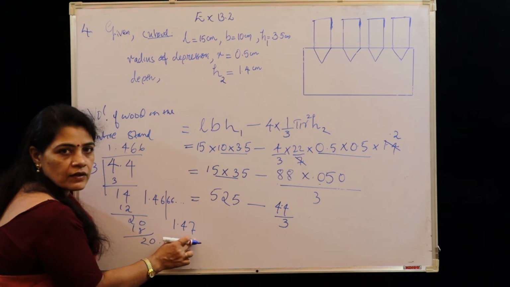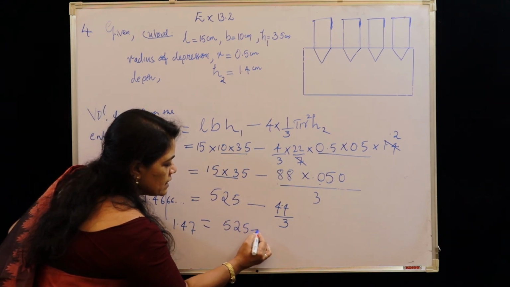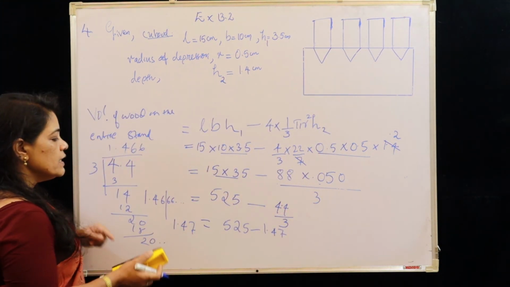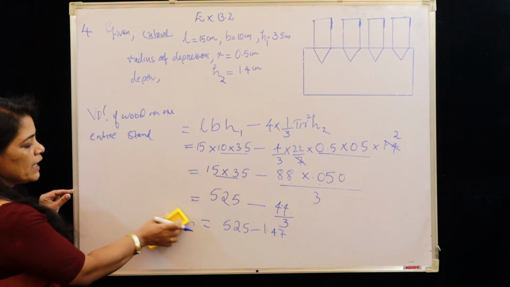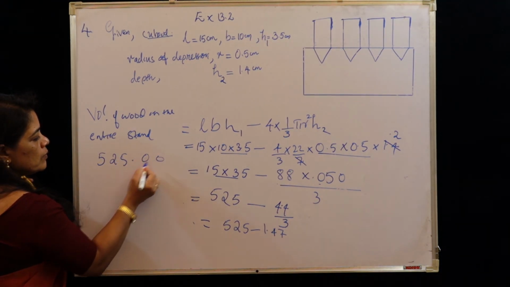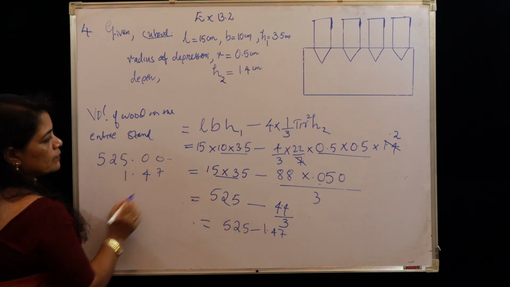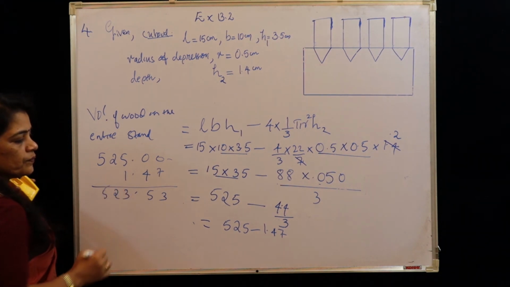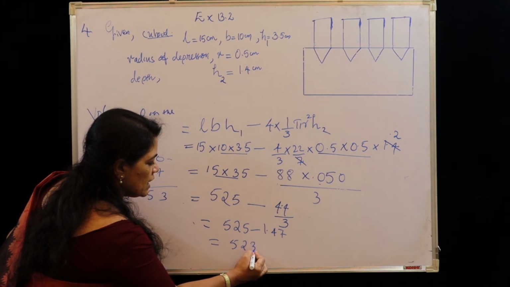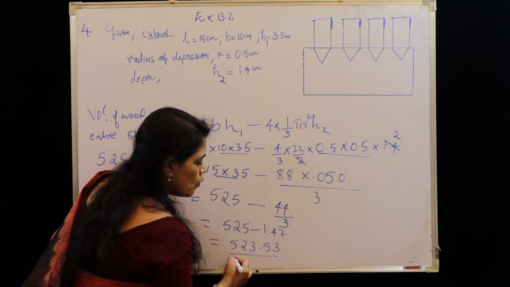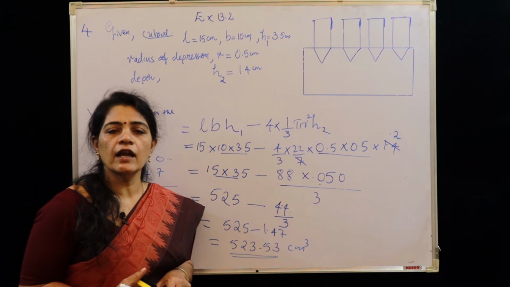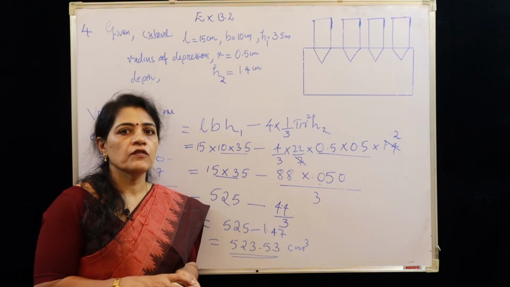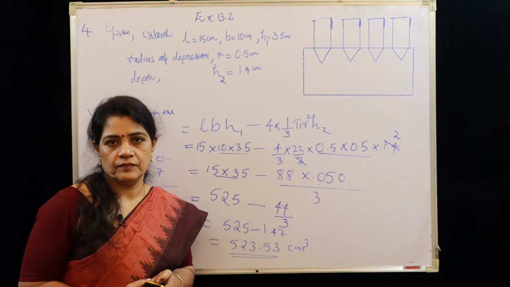1 should be added to the hundredths place, that is 1.47. That is 525 minus 1.47. Now we are moving to subtraction, that is 1.47 should be subtracted from 525. Borrowing, you will have 3, so 9, 5, so 3, 2, 5. That is 523.53, and it is the volume in centimeter cube. This is the volume of the entire pen stand after subtracting the volume of the 4 conical depressions. We have 523.53. This is all about the 4th problem.